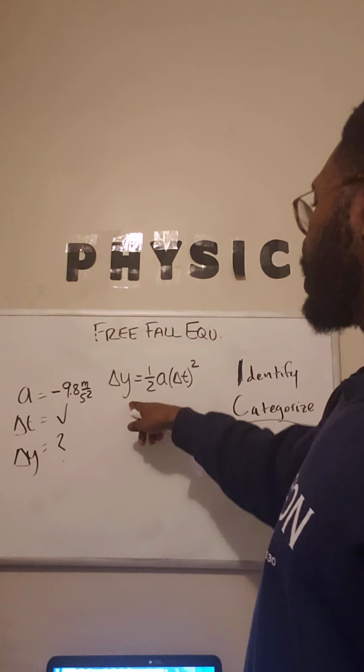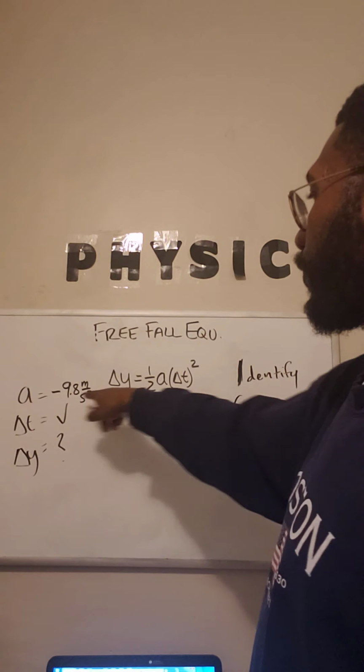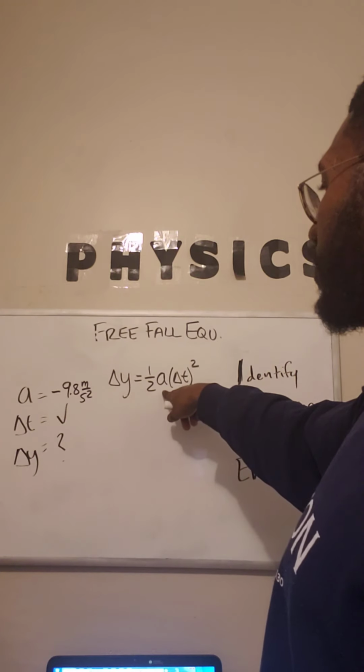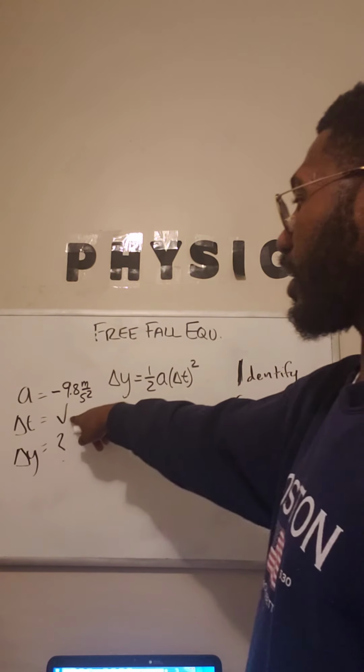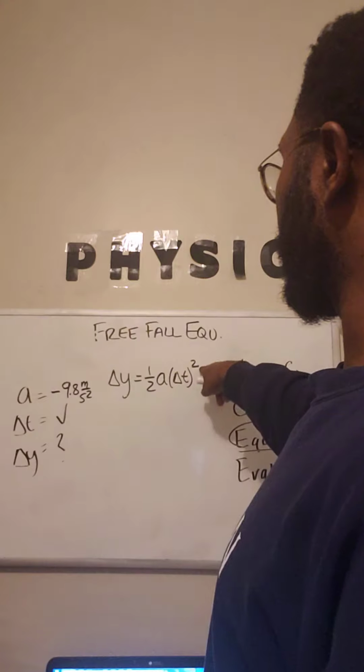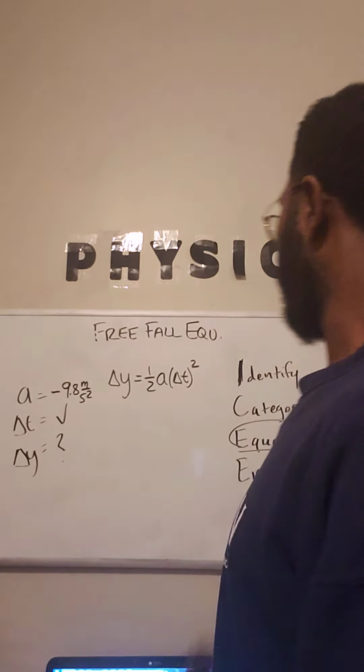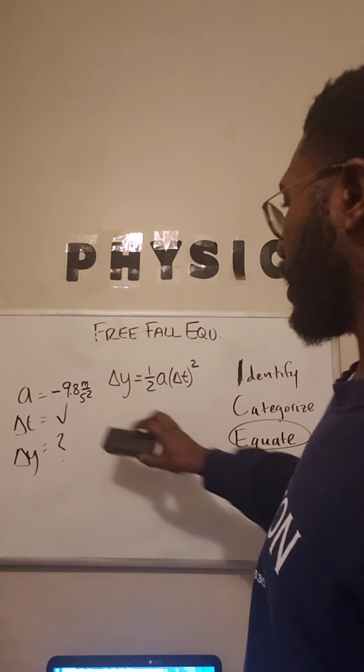All right. So in this case, we would just plug in our values for the acceleration due to gravity, negative 9.8 meters per second squared. And we plug in whatever value for time we got and make sure to square that. All right. And that's what we would do for the evaluate step.